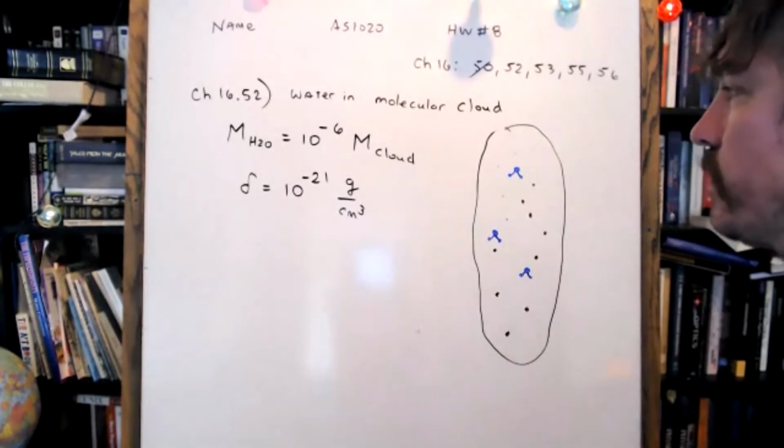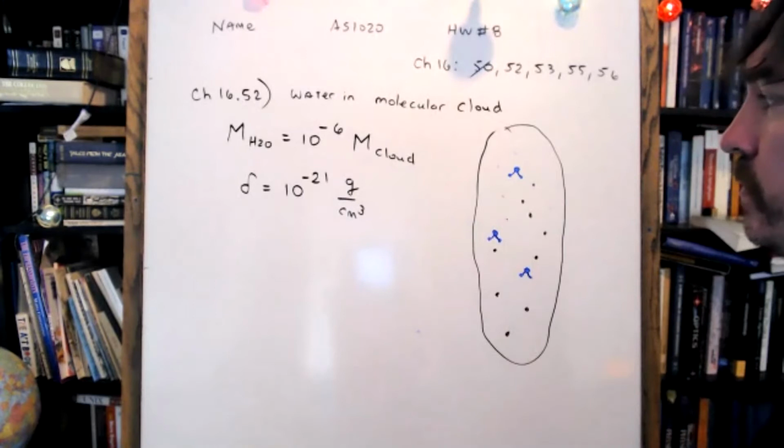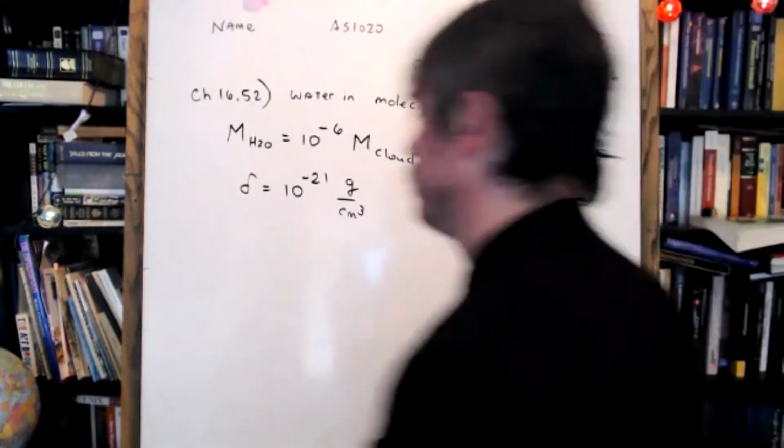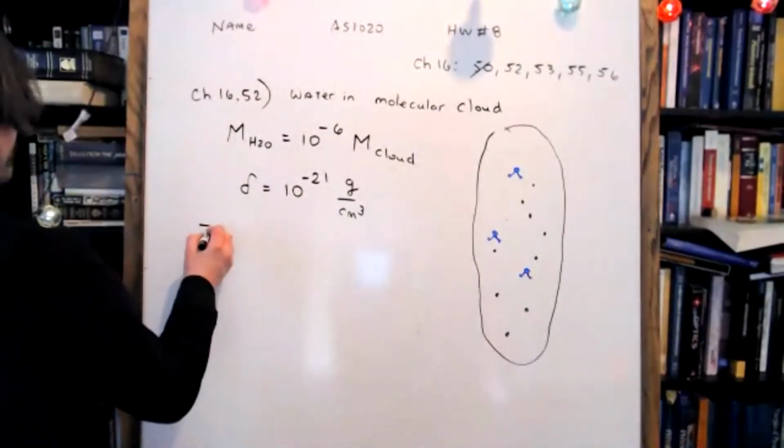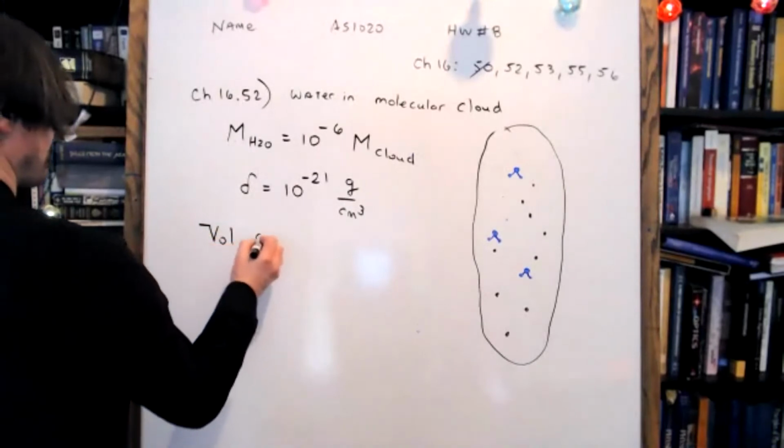Estimate the volume of a piece of molecular cloud that has the same amount of water as your body. How does this volume compare with the volume of the entire Earth?